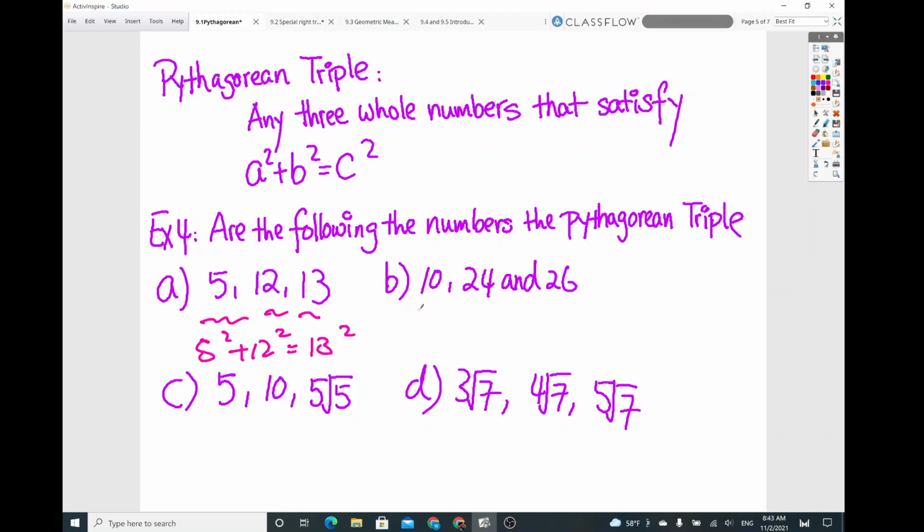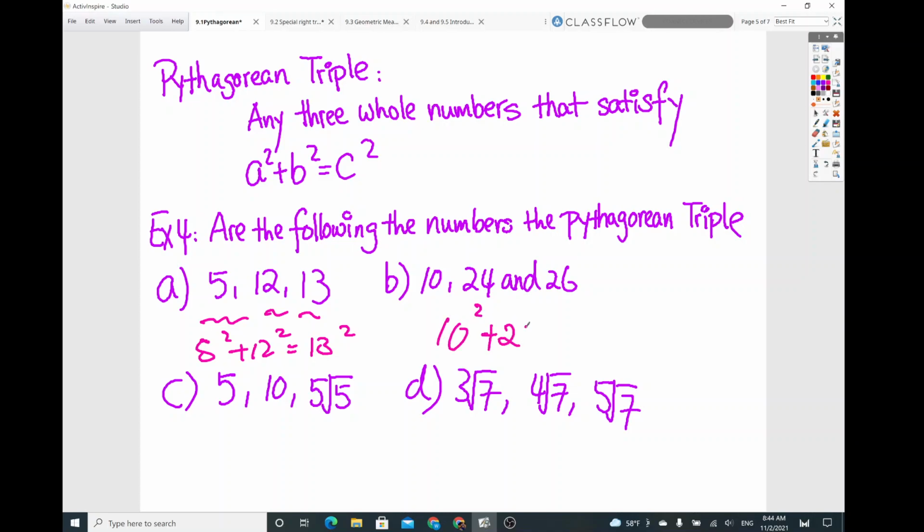So what about 10, 24, and 26? You may be wondering: from 5 to 10, we multiply by 2. From 12 to 24, we multiply by 2. From 13 to 26, we multiply by 2. So it looks like this one is going to be a Pythagorean triple as well. We just double the numbers. So this one it is, but you also want to verify that.